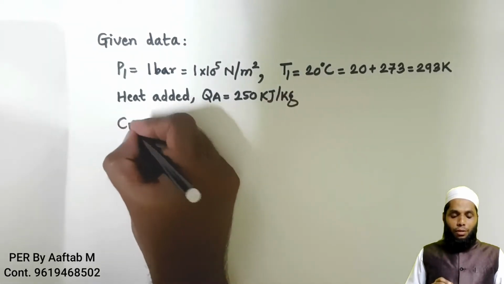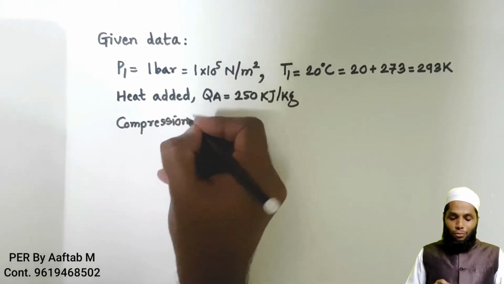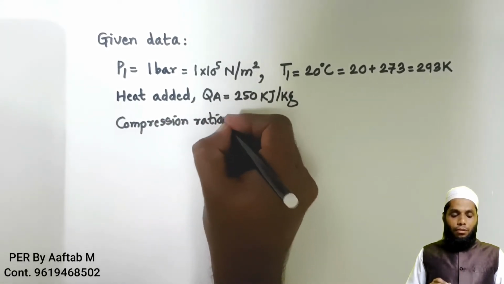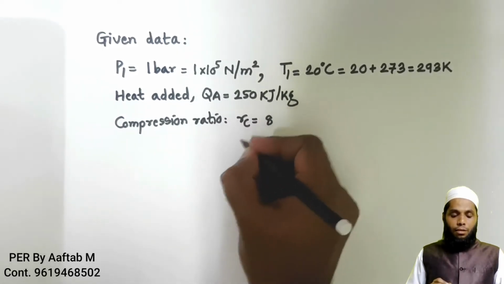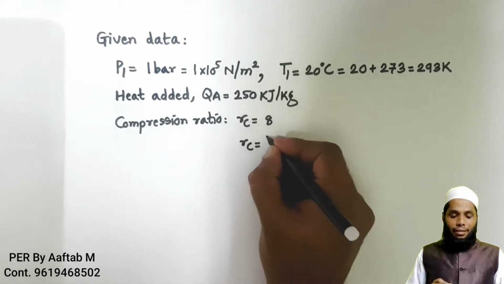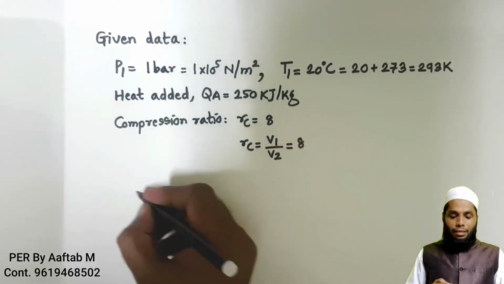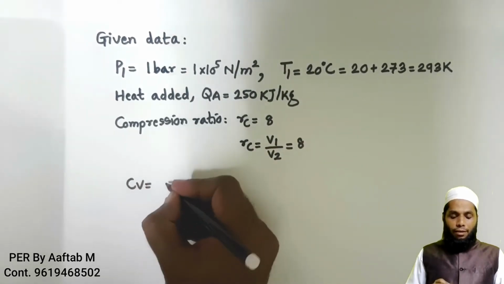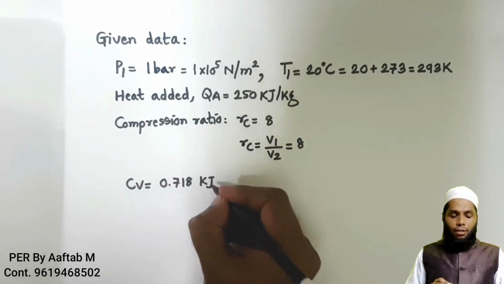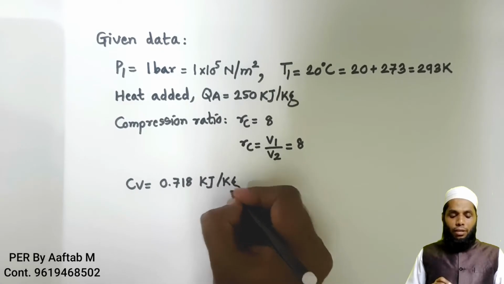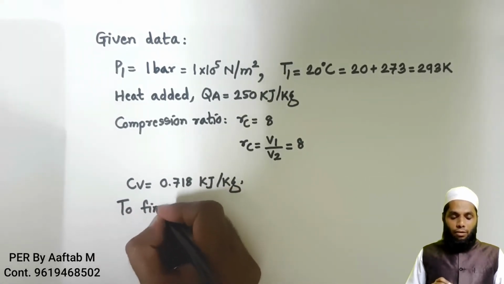Next thing given, that is heat added to the system, that is QA, which is equal to 250 kilojoule per kg. The next thing, compression ratio is given, and compression ratio RC is equal to 8. Again, this compression ratio is written as V1 upon V2 and it is again equal to 8. Then the coefficient given, that is specific heat at constant volume, 0.718 kilojoule per kg Kelvin.